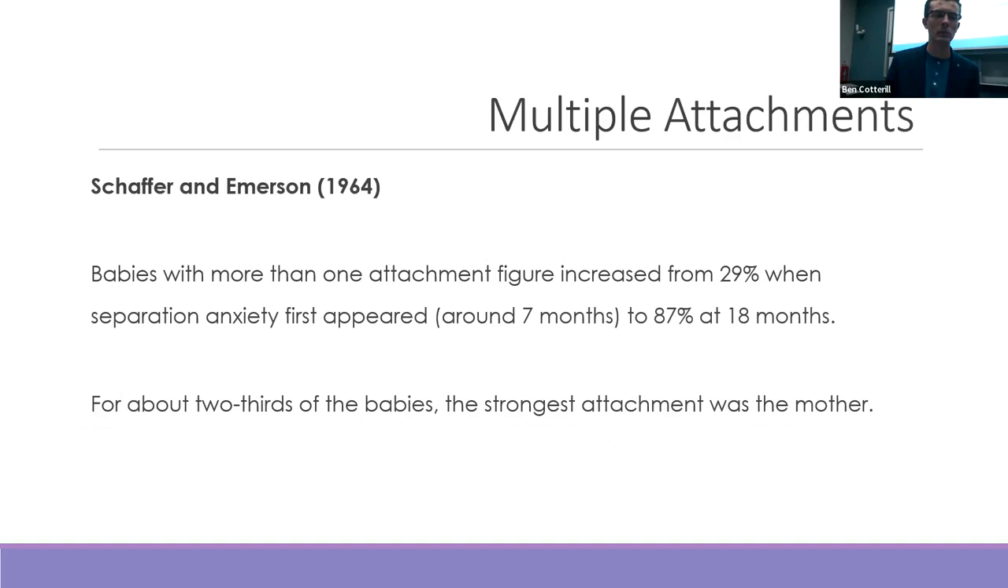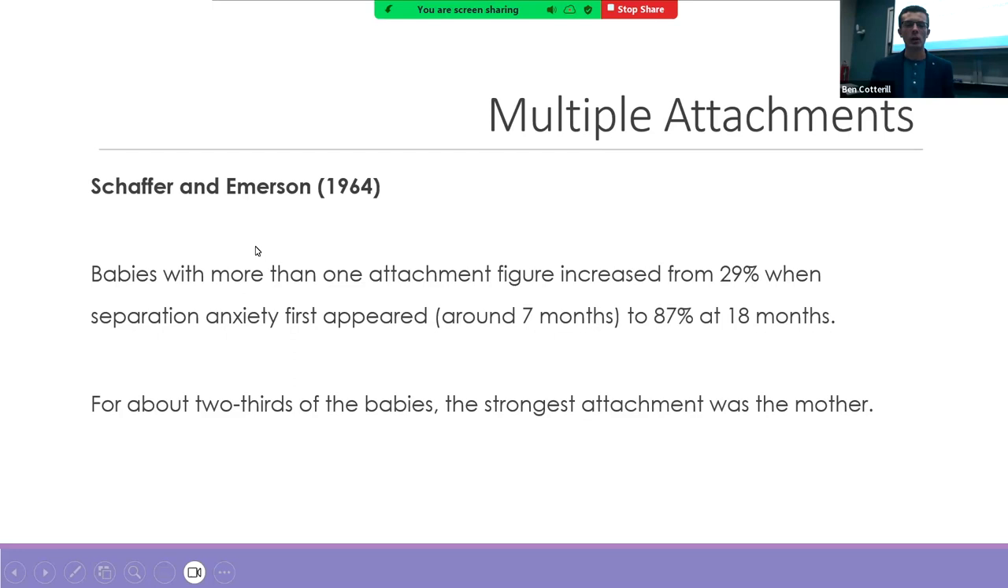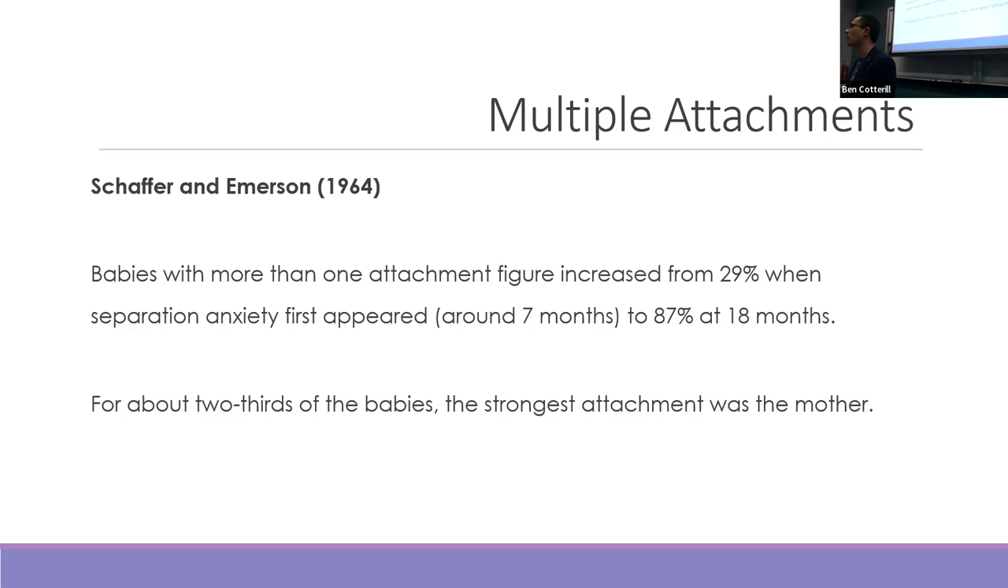Now, it doesn't have to be the case that you only form an attachment with one individual. In fact, people form multiple attachments. This is an early study from Scotland in which it was found that babies with more than one attachment figure increased from 29% at around 7 months to 87% at 18 months. Okay, so as the children are getting older, they're forming more and more attachments. So this could be initially maybe just with the mother, but then also with the father, then with maybe grandparents and other figures in their life who are recurringly there. In about two-thirds of the cases, yes, the strongest attachment relationship was with the mother, but in the other third, it was someone else, the father or some other relative or attachment figure.